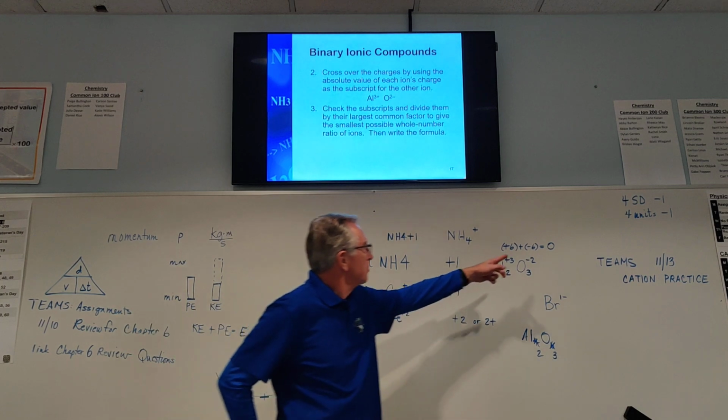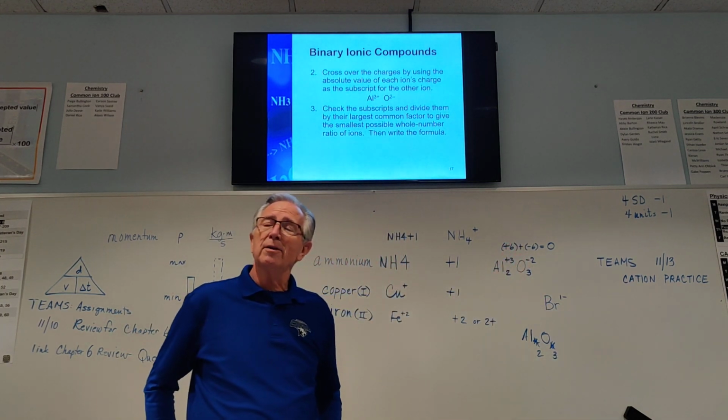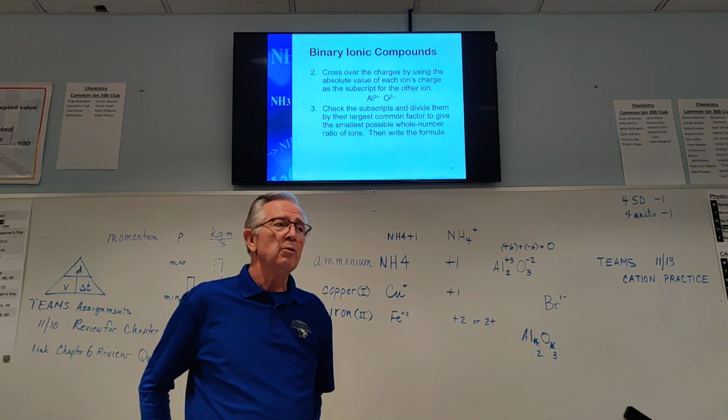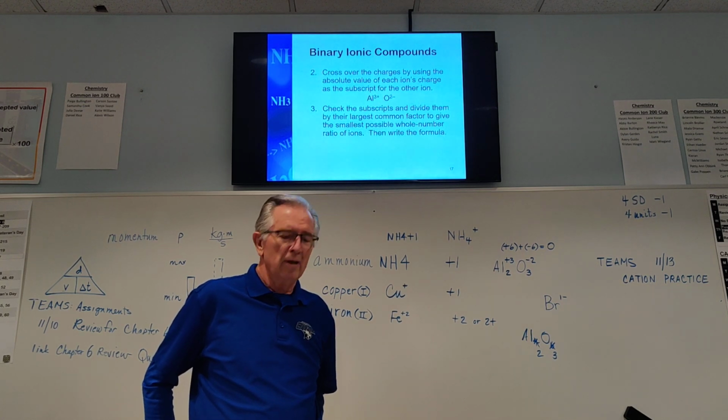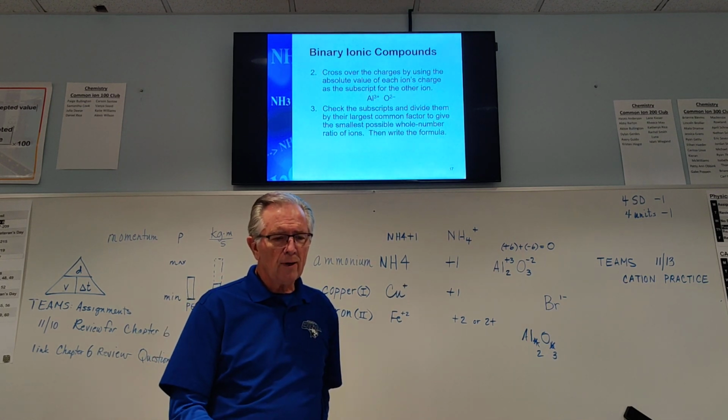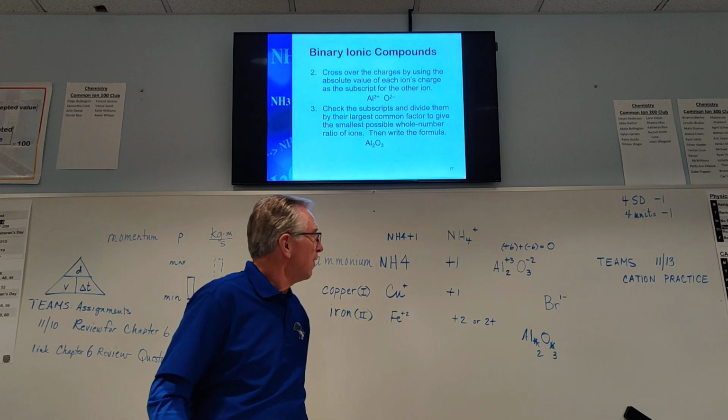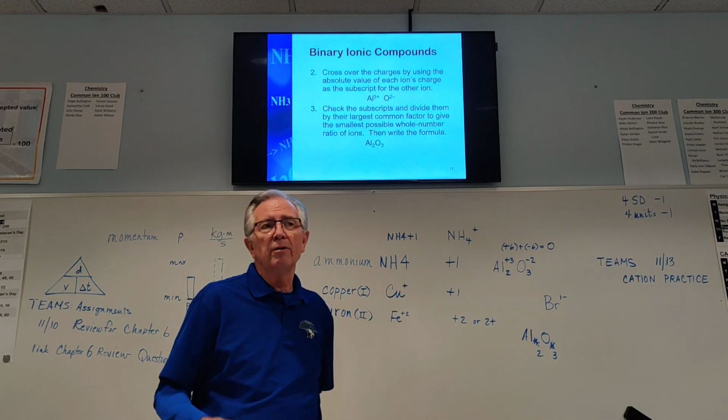Now, when we crossed over, that was no problem. We didn't have to divide by anything. We know that 2 and 3 are the lowest already, okay? So your formula then is going to be Al2O3.